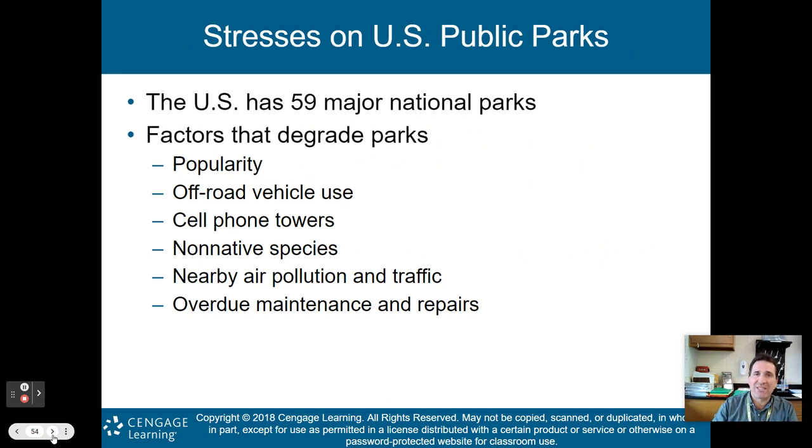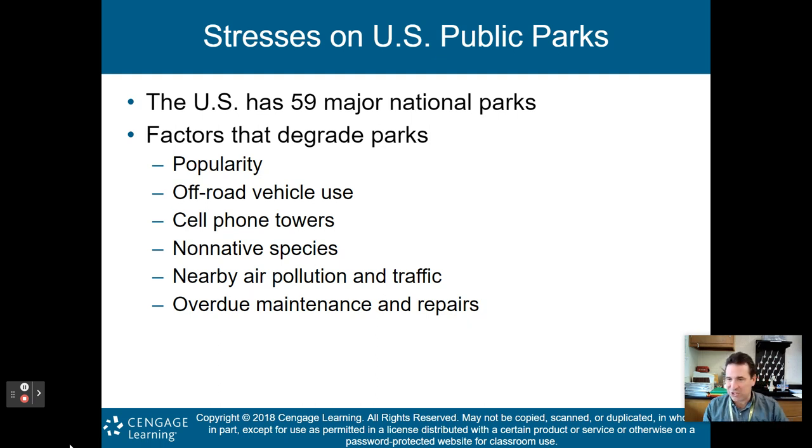Again, what are our stresses on the U.S. public parks? We here in the United States have 59 major national parks, but what is degrading those parks? Popularity, like I just spoke about. Off-road vehicle use like ATVs and mountain bikes, cell phone towers that need to be put in, invasive species that are moving in, nearby air pollution and traffic, right? And overdue maintenance and repairs. It all comes down to money.